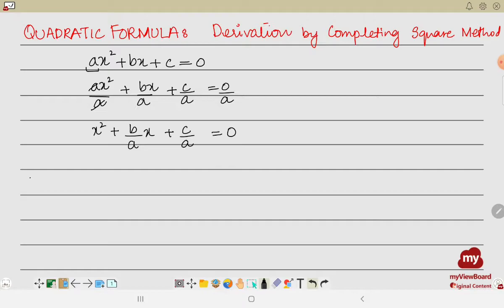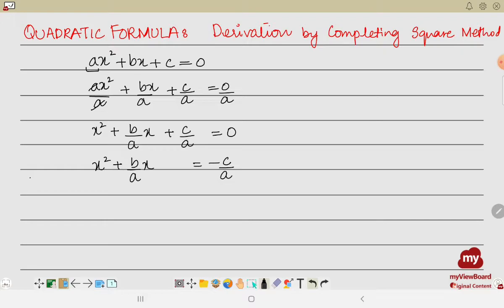Now the second step of working for the completing square method is that we have to move the constant term to the other hand side. Here c by a is the constant term, so we'll move c by a to the other side of the equation. It will become minus c by a.